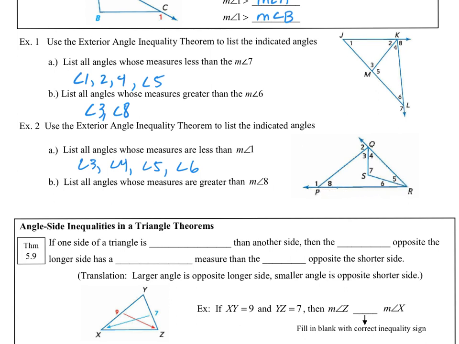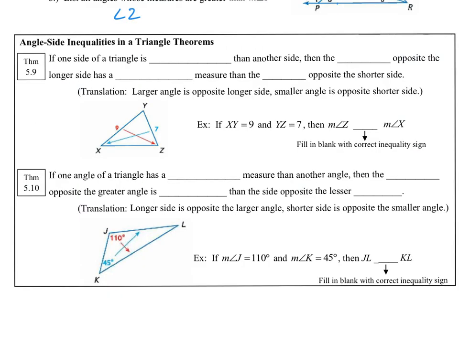So let's see if we can find another one. How about this angle 2? If we extend side RQ, then we have an exterior angle. So we know that angle 2 is an exterior angle. Angle 8 is a remote interior angle with respect to angle 2. So we know that angle 2's measure is bigger than the measure of angle 8, and I think that's the only one. Angle 2.